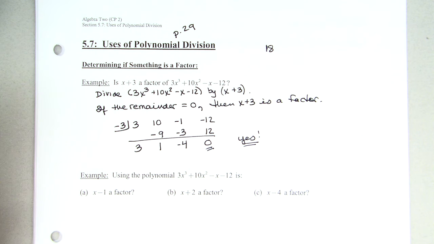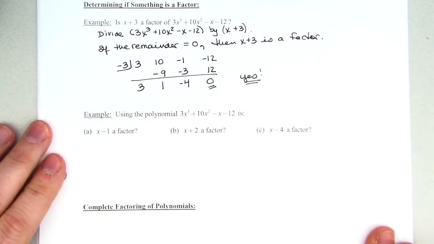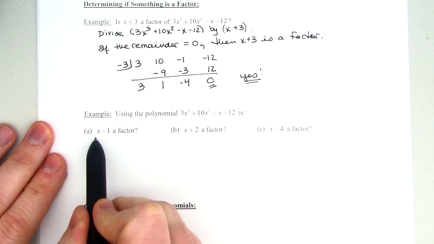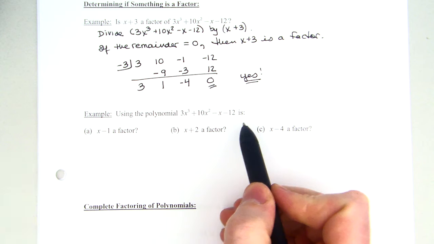That's all we're going to do. We're going to divide. If the remainder is 0, then yes, it's a factor. If the remainder is not 0, it is not a factor. So how about you try the next one? Letter A, is x minus 1 a factor of that polynomial?